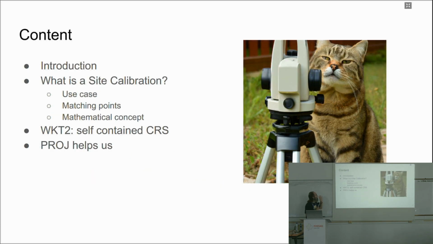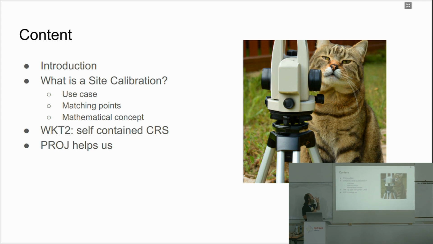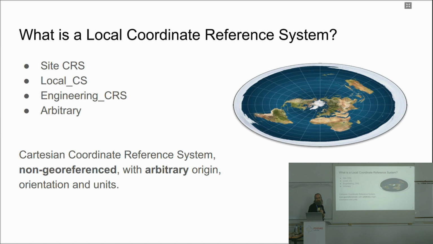So what are we going to see here? First, what a site calibration is. By the way, does anybody here know what a site calibration or site localization is? Okay. So I want to explain why that's interesting, why we need it, some use cases, and the mathematics going underneath. Then what WKT2 is and why it's an interesting solution for that problem, and PROJ, that's an open source library, and how it's helping us.